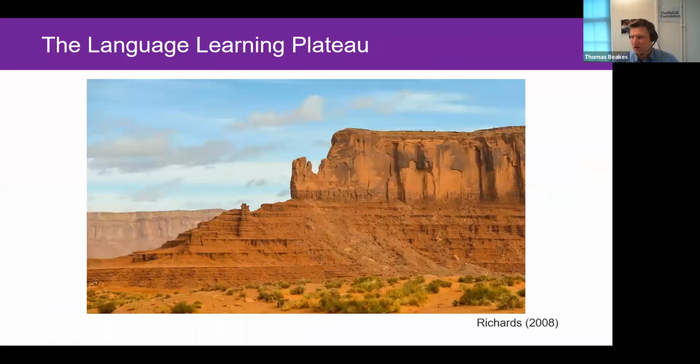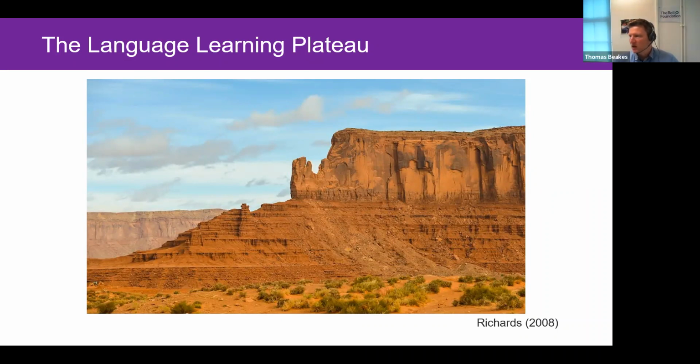So I think that's an important message. And finally, I wanted to use this idea of the language learning plateau, which, if anyone's familiar with English language teaching, is quite a common idea. It comes from an academic called Jack Richards.